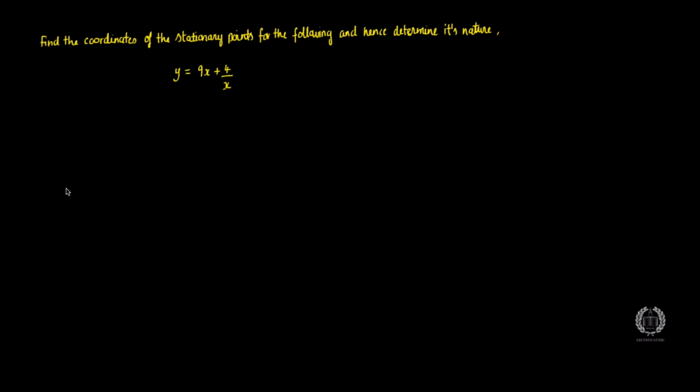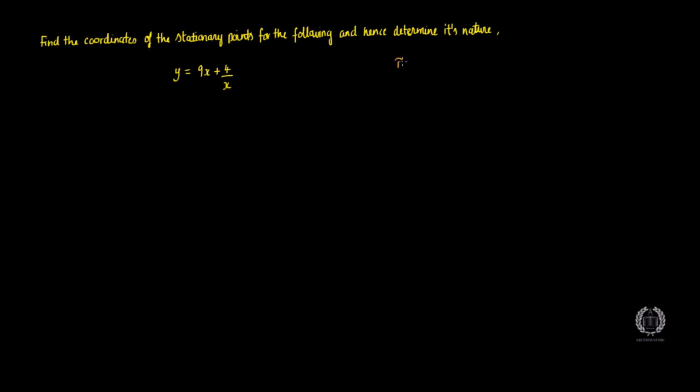Right, let's get straight to the question. Find the coordinates of the stationary points for the following and hence determine its nature. So we have this equation y equals 9x plus 4x over x, and we need to determine the stationary points. Now, the way you determine the stationary points, I'll write it here so you guys have it if you're not quite sure.